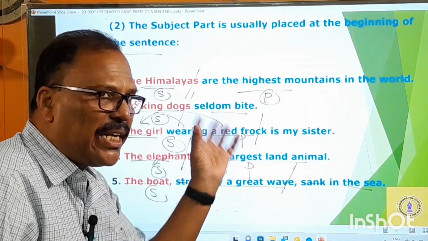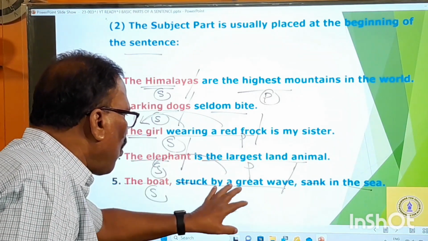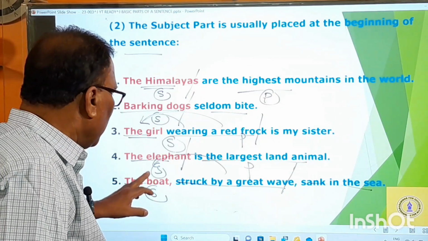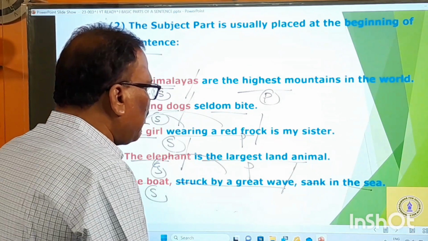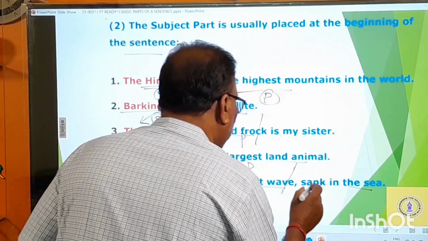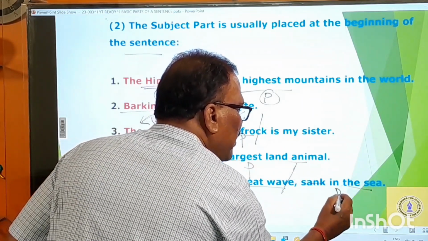Struck by a great wave. So all these words are describing the boat. All these words are taken under the subject part only. Here, the boat struck by a great wave is called the subject part, and sank in the sea is the predicate part. What are we talking about? This boat sank in the sea. That is the predicate part.